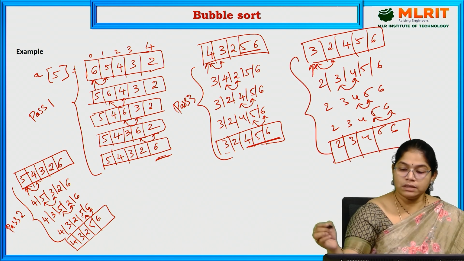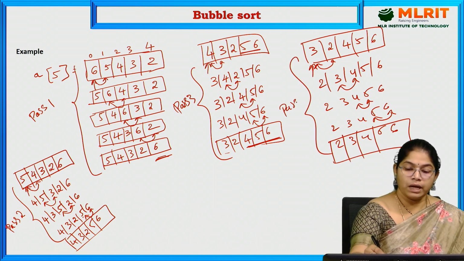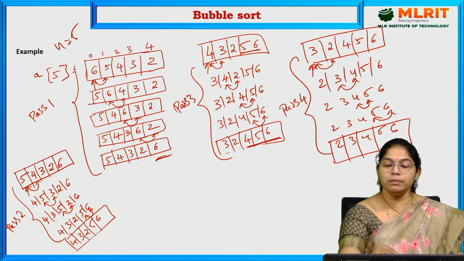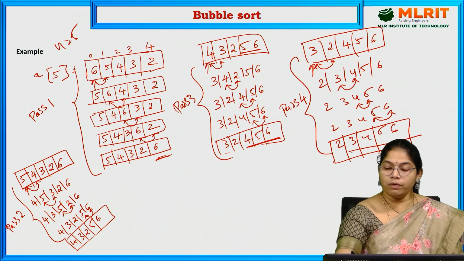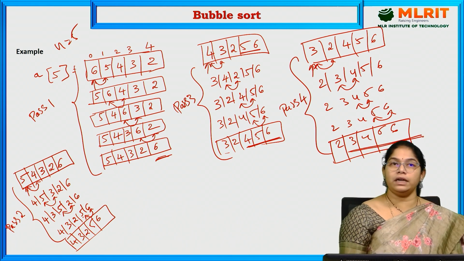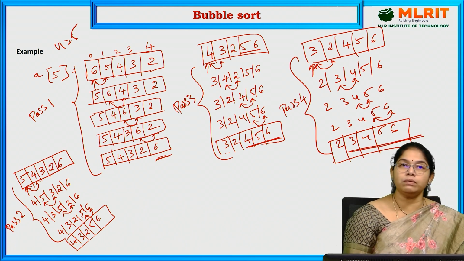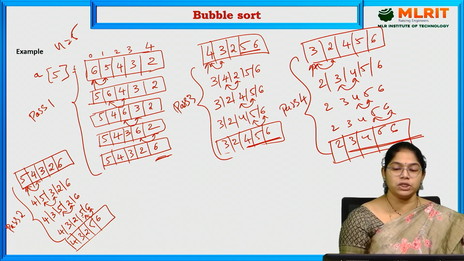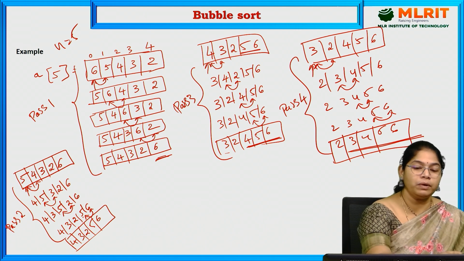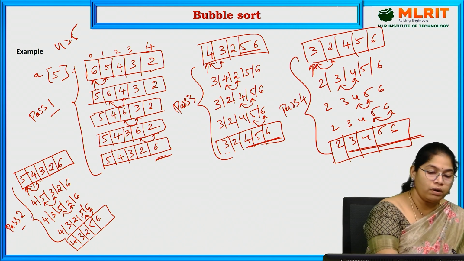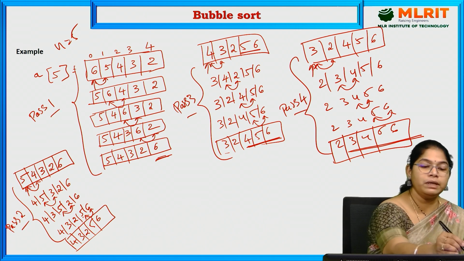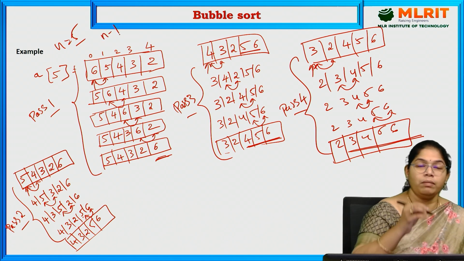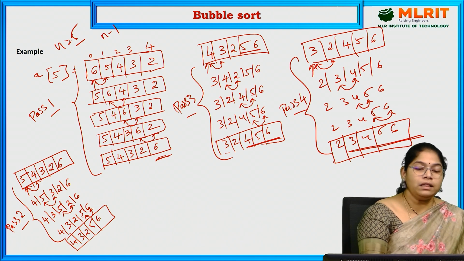So this I am considering as pass 4. Here the number of elements is 5. After pass 4, the 4 elements of the array are at their correct positions. That means automatically the remaining element will be at its correct position only. So here the number of passes needed is 4, and the number of elements is 5. So how many passes do we need? N minus 1.